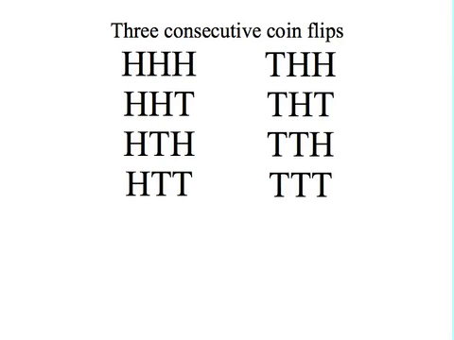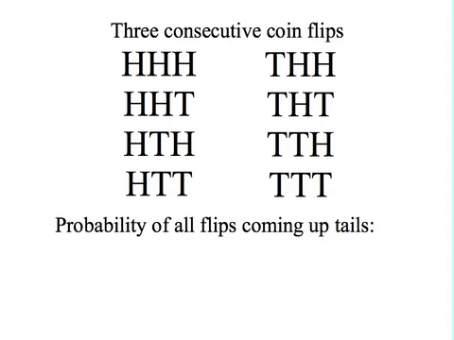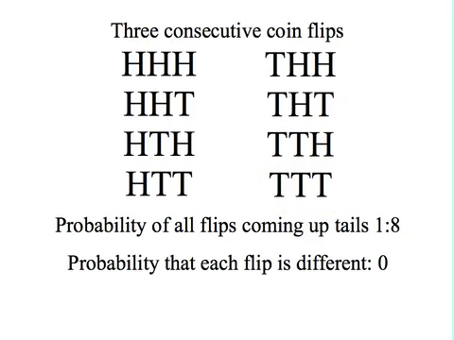Now let's look at all the ways you could flip a coin 3 times. Well, there's all heads, 2 heads and a tail, heads then tails then heads, heads followed by a pair of tails, then a tails followed by 2 heads, tails, heads, tails, 2 tails and a head, and finally all 3 tails. And here are some questions. Probability of all flips coming up tails. Well, you can see there's just one way out of the 8, or 1 to 8.